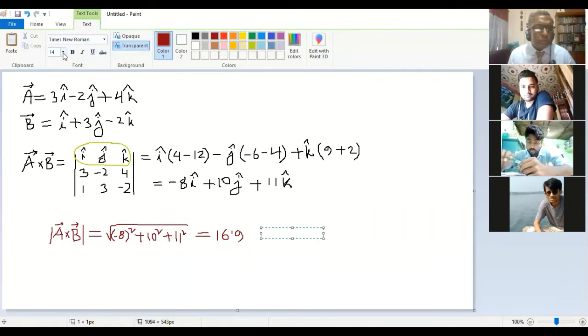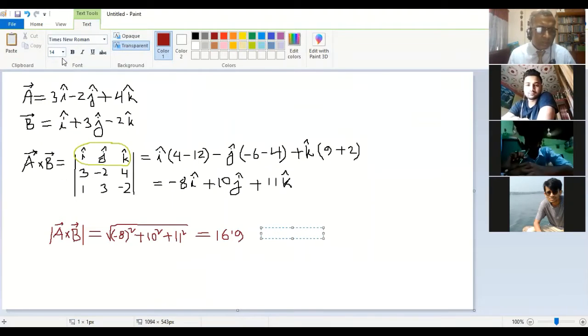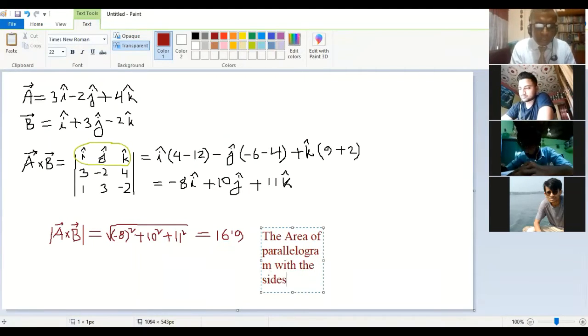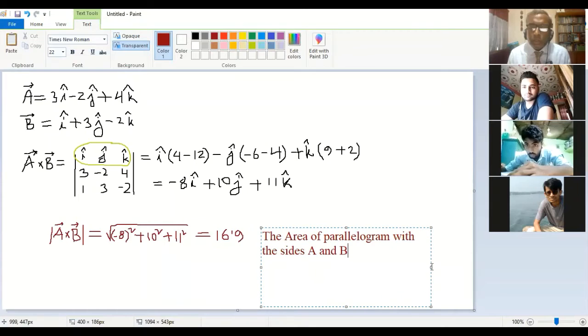Okay, so let me write the meaning here. The meaning of this 16.9 is the area of a parallelogram with the sides A and B. So this will give you an area of a parallelogram.